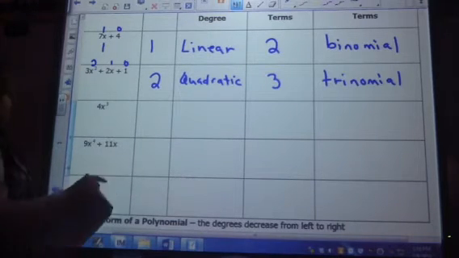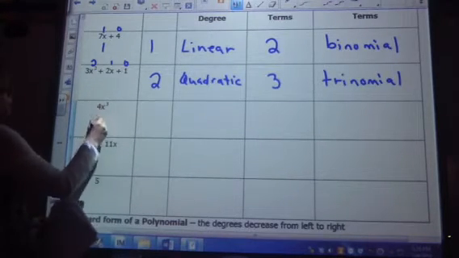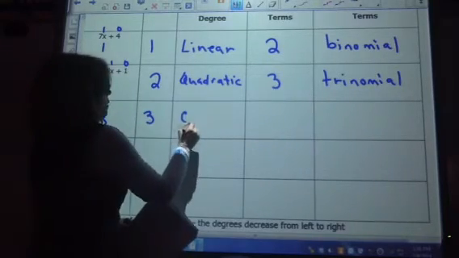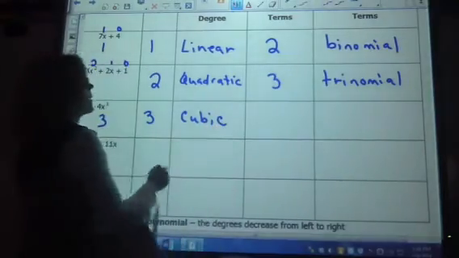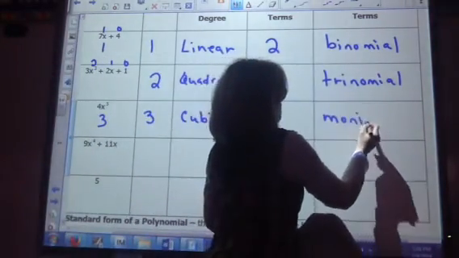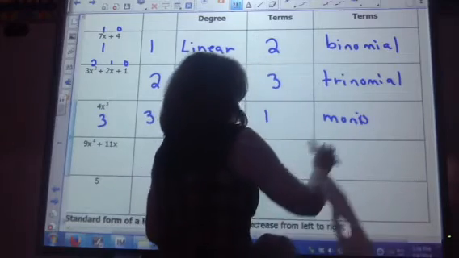Okay, so we have this one term with a degree of 3. When the degree is 3, it's called a cubic. It has one term, so this is a monomial.